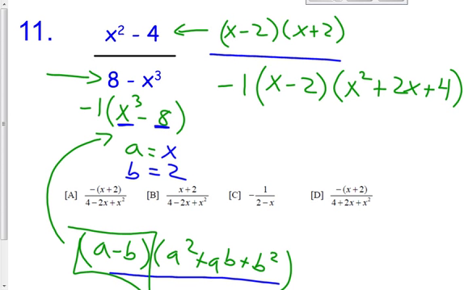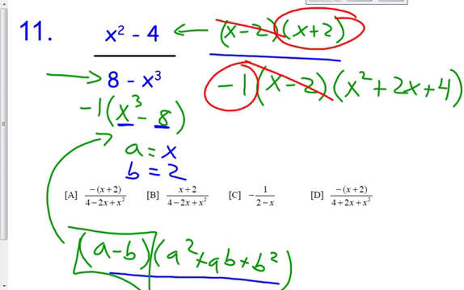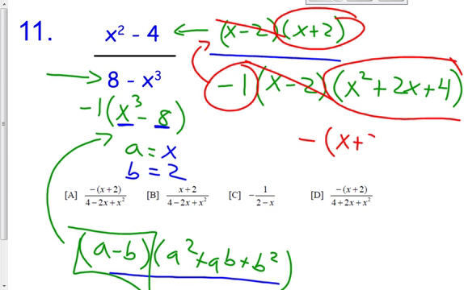Now you can cancel any common factors. So your x minus 2's, they are gone. That's all that we can reduce. So our answer is this in the numerator with the negative 1 and the x squared plus 2x plus 4 in the denominator. Excel Math answers it very silly though, in my opinion. They want the negative 1 in the numerator, so you're going to have a negative times the quantity x plus 2 in the numerator.